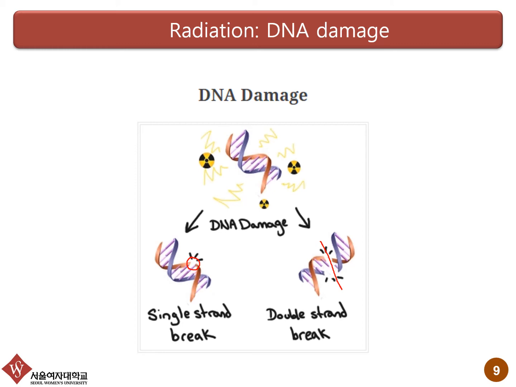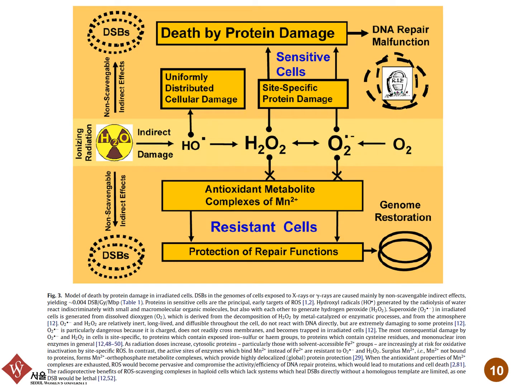With broken DNA, the other functions of the cell will be disrupted, so the cell cannot carry out any metabolism and cannot survive the radiation. So that's the major reason the cell will die. In this figure, you can see the comparison of radiation resistant bacteria and radiation sensitive bacteria, and how they are affected by the ionizing radiation.